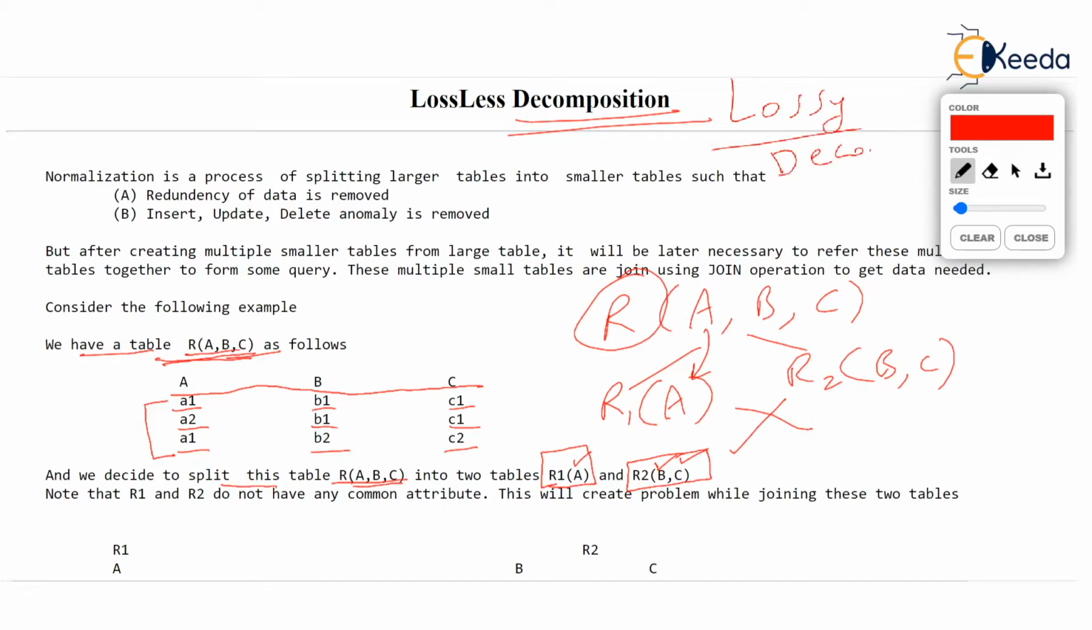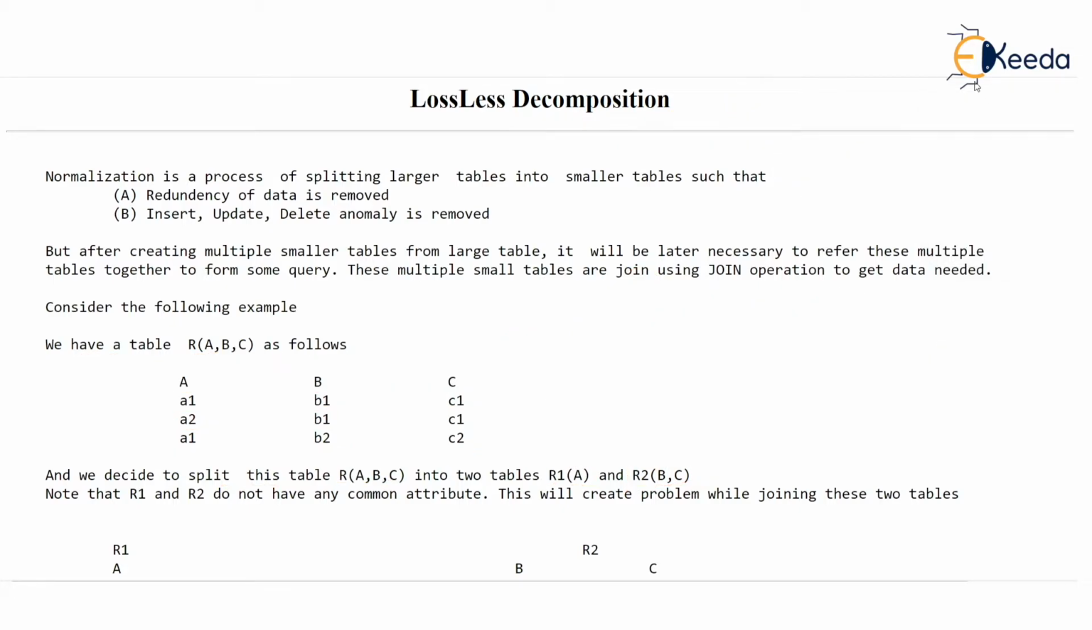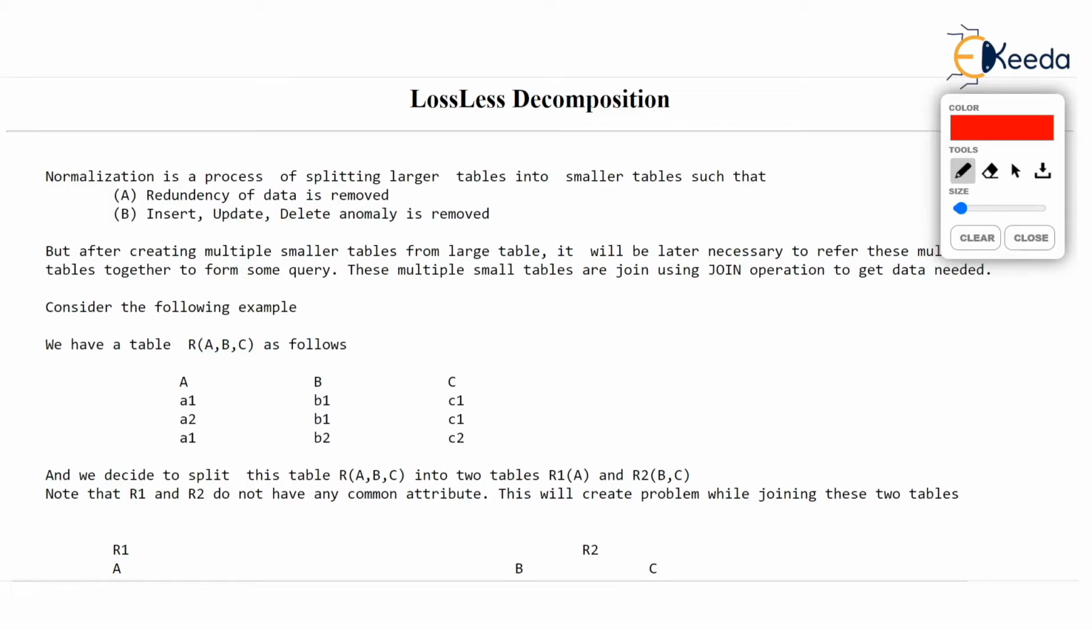Now, but why? There is a problem over here. The problem is that R had three attributes A, B, C, and we have split this into two tables, R1, which has only attribute A, and R2, which has two attributes B and C. But there is no attribute in common between these two tables. R1 has A, R2 has BC. These two tables do not have any common attribute. When they do not have any common attribute, this will create a problem later on.